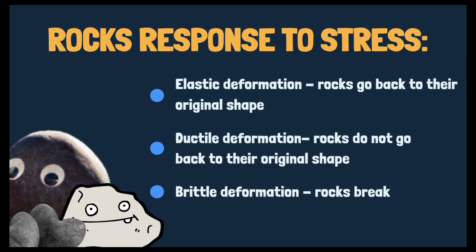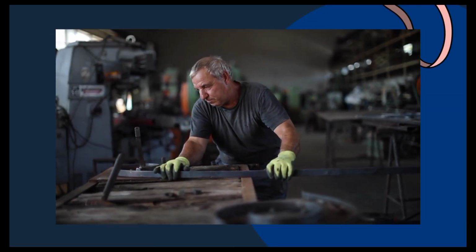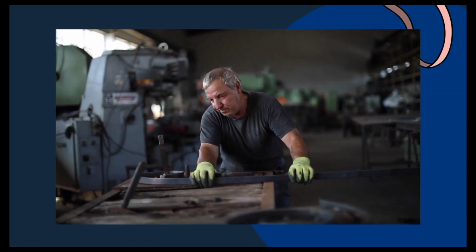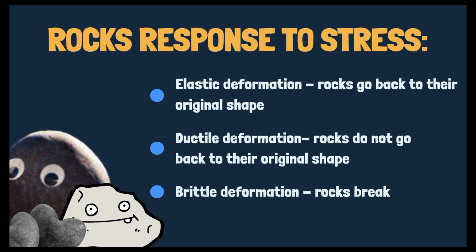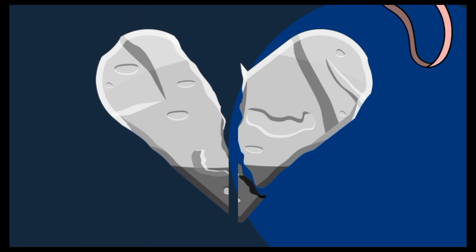While the ductile deformation happens when enough stress is applied to a material that the changes in its shape are permanent, and the material does not go back to its original shape. For example, when you bend a metal bar too far, it can be permanently bent out of shape. On the other hand, brittle deformation is another critical point of no return. Rocks that form in a brittle manner break instead of bend.